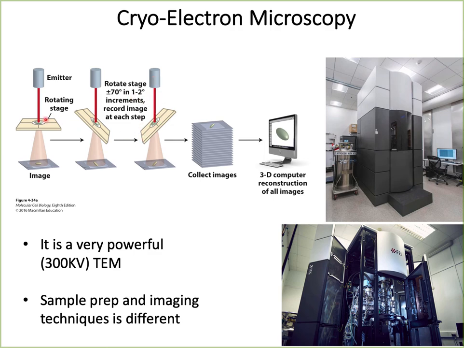Also, this sample needs to be at liquid nitrogen temperature so that the ice remains in the vitreous ice condition. We try to keep the sample always close to liquid nitrogen temperature, so even in the high vacuum, there is no evaporation of the vitreous ice. Once we put the sample on the stage, it is rotated at plus/minus 70 degrees in 1 or 2 degree increments in all different directions, in X and Y directions.